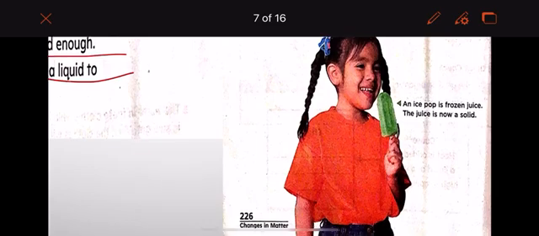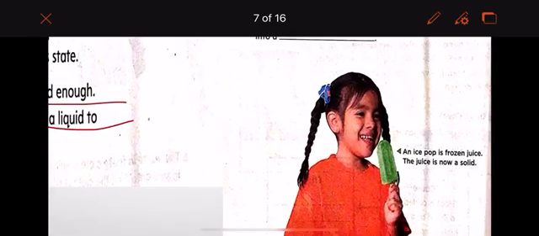Look at this little girl. She seems to be enjoying her ice pop, right? An ice pop is frozen juice. Juice is liquid. What happened when we froze the juice? The juice has now become solid.